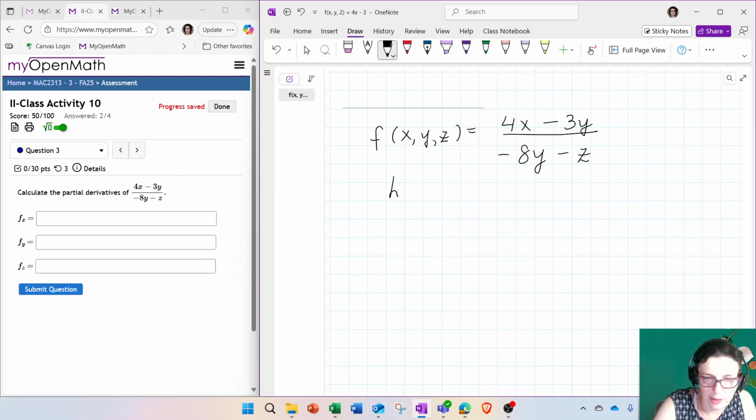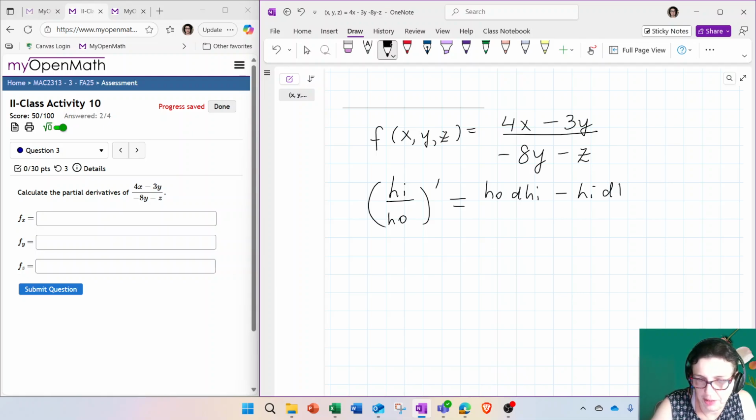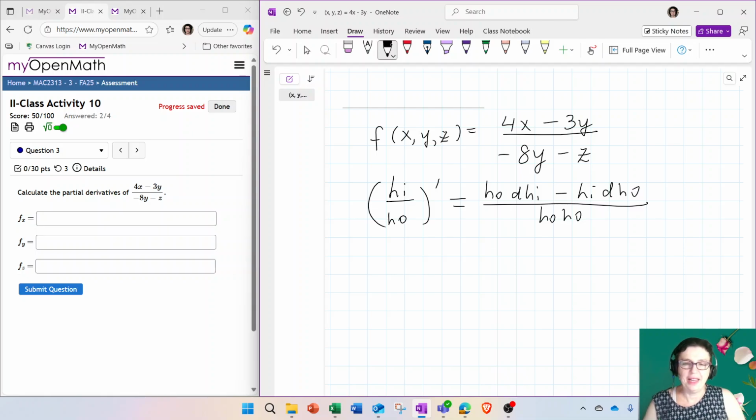If you remember the "hi ho" song, it's going to be ho d hi minus hi d ho over ho ho. That's a song that they made me remember so that I could remember the quotient rule. Basically what it's saying is take the derivative of the top, multiply by the bottom, minus the top, no change, times the derivative of the bottom, divided by the bottom squared, not the derivative, just the bottom squared. Okay, so let's take the derivative with respect to x first.